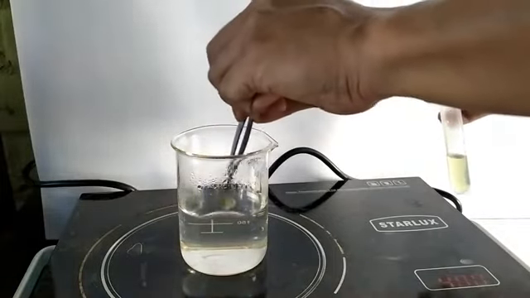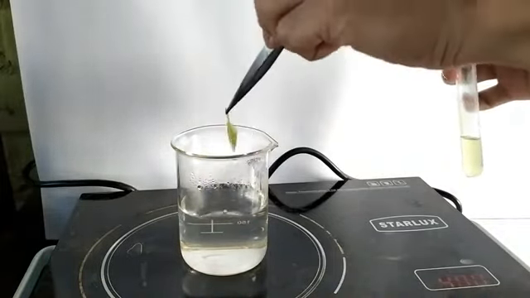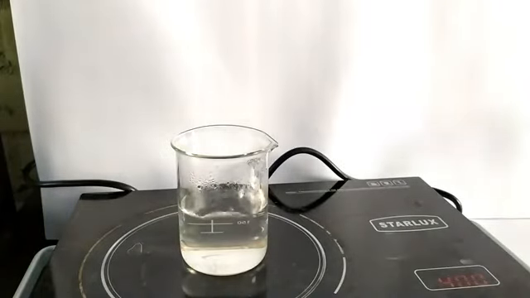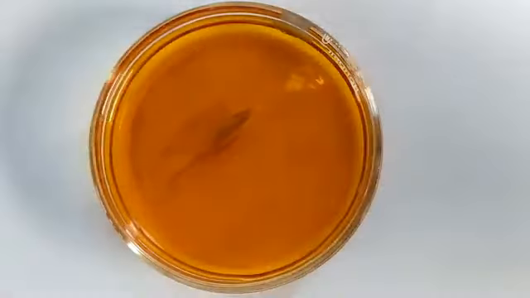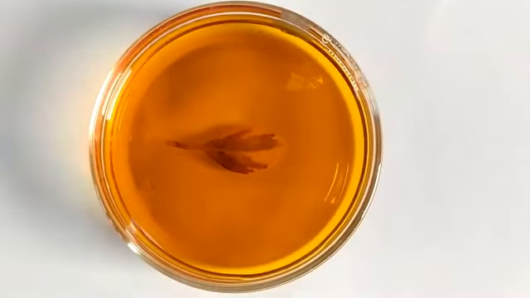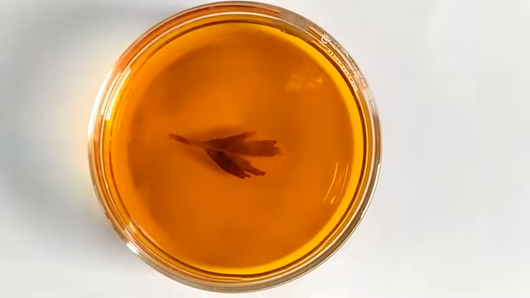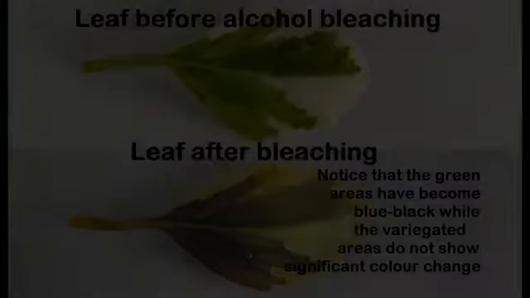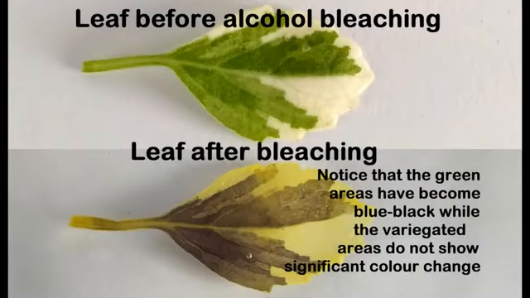Briefly place the leaf for a few seconds in the hot water bath in order to soften the leaf. Transfer the leaf in a petri dish containing iodine solution. After a couple of minutes, you'll see that the parts of the leaf that originally contained the green spots test positive for iodine by becoming blue-black in color.